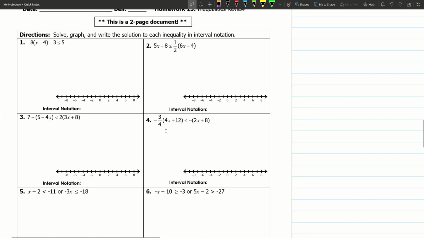Then we move on to inequalities, and I will do some of these with you as well, and you will be expected to finish the rest, just like we did last class.